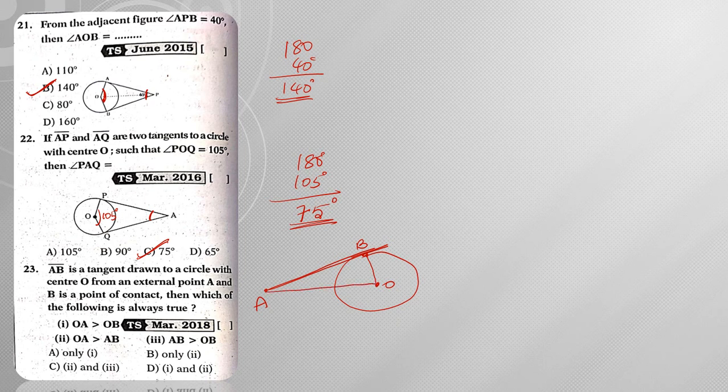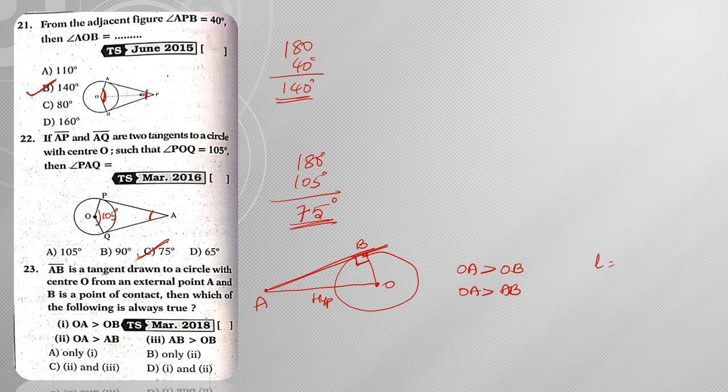OA greater than OB, OA greater than AB. Now since this is the hypotenuse, right? This is the right angle, this is the hypotenuse. So the hypotenuse will always be greater than the remaining two sides. From this we can say OA will be greater than OB and OA will be greater than AB. Next, AB greater than OB. So we cannot say the relation between them.